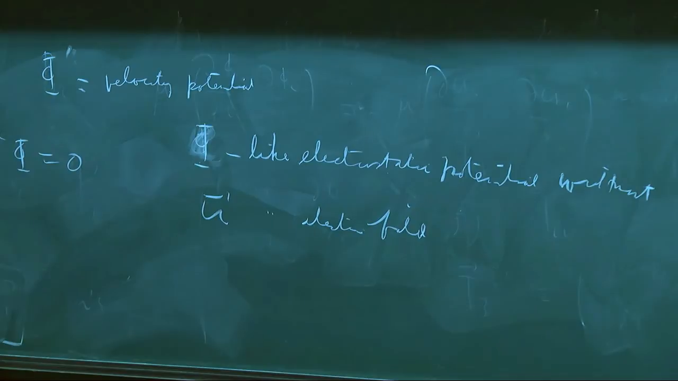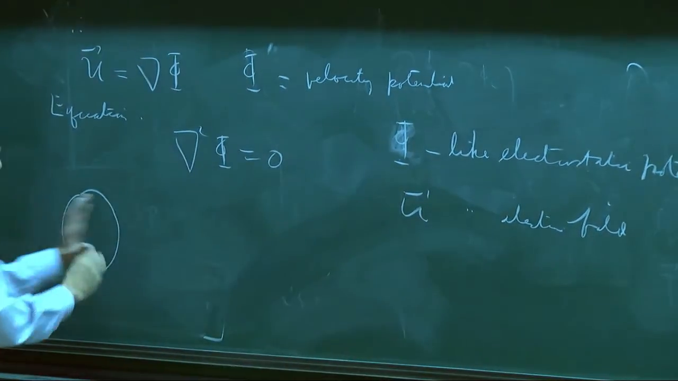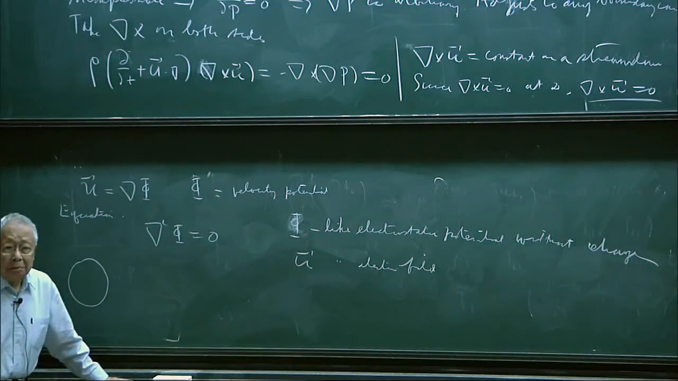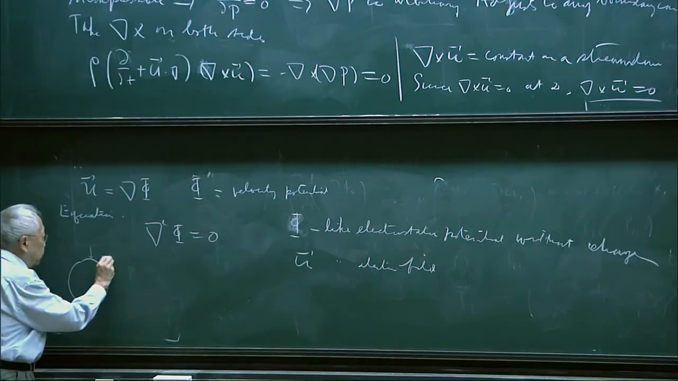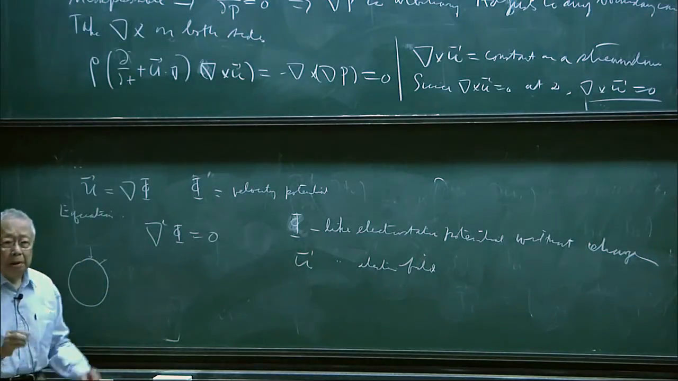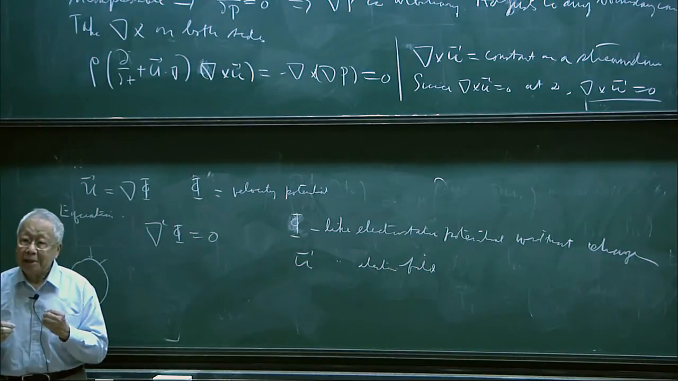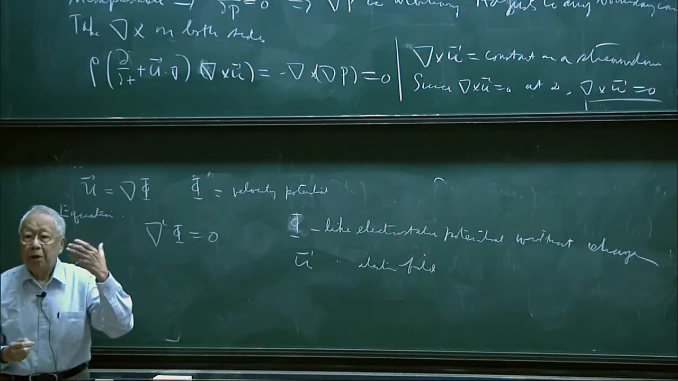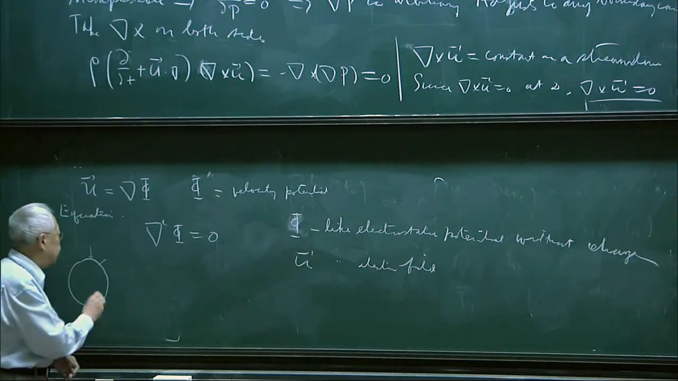For example, if you have a sphere, and the liquid flows around the sphere in an incompressible way, what is the boundary condition? The boundary condition is that the normal component of the liquid velocity on the surface must vanish. The fluid cannot flow into the sphere. But that can be satisfied, because the gradient of phi can adjust itself to whatever boundary condition. So it can always be satisfied.